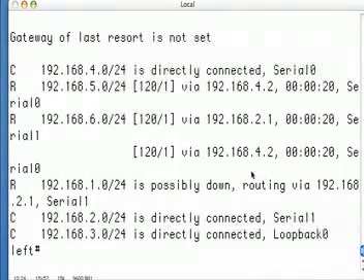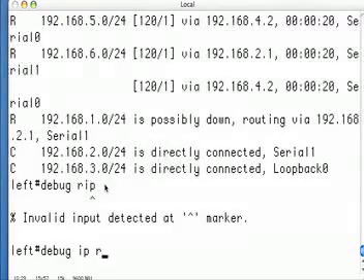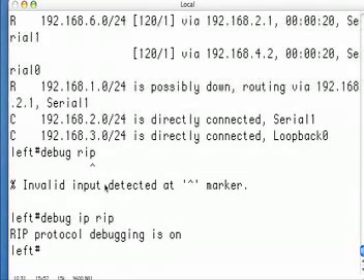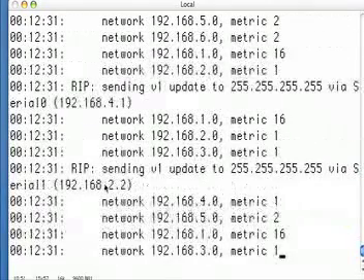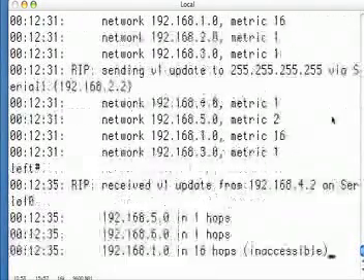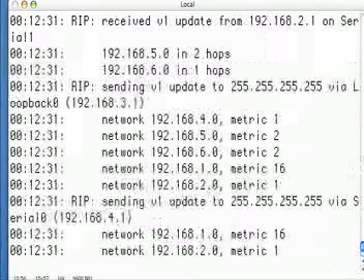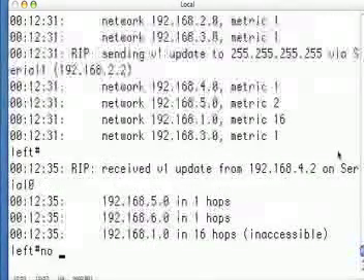And the reason it's possibly down is, well, let's look at debug IP RIP. Let's look at what advertisements I receive on my serial 1 interface. We might have to wait up to 30 seconds because RIP sends advertisements every 30 seconds. Ah, here we go. Did I receive the one I wanted? There's serial 0. There's serial 1. No debug all.